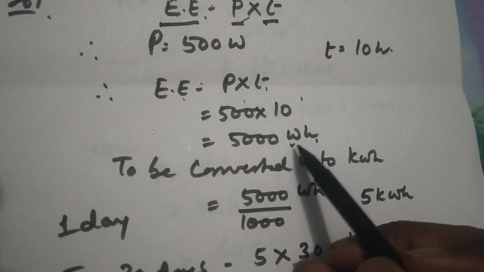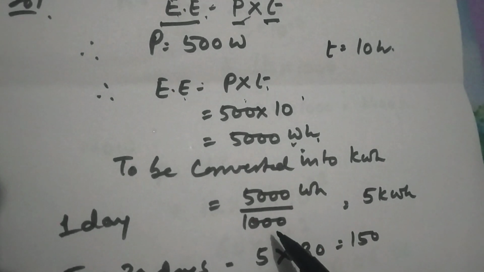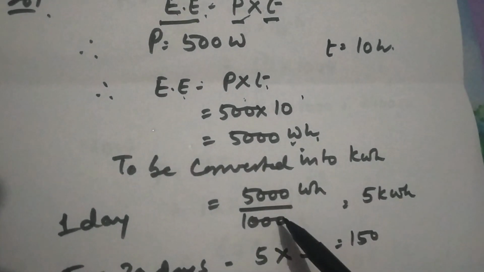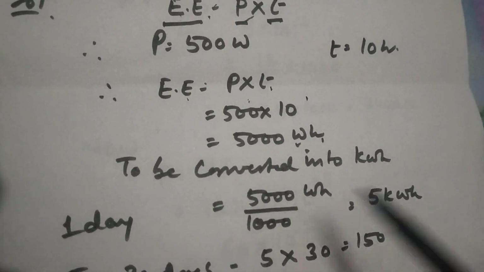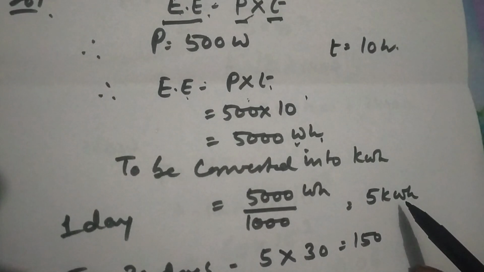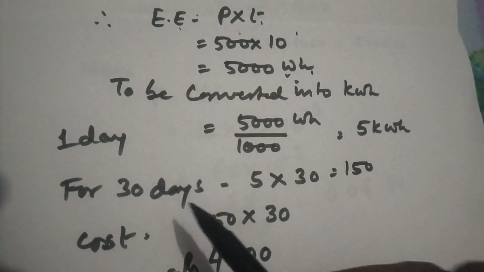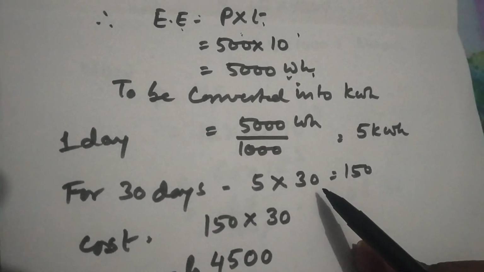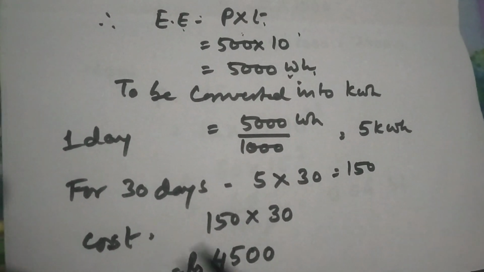Please follow this step. To convert this watt hour into kilowatt hour, we need to divide it by 1000, and when we divide it by 1000, we get 5 kilowatt hour. This is for one day. How much electrical energy are you consuming? 5 kilowatt hour. So for 30 days, multiply by 30. So it becomes 150. I think it is clear.